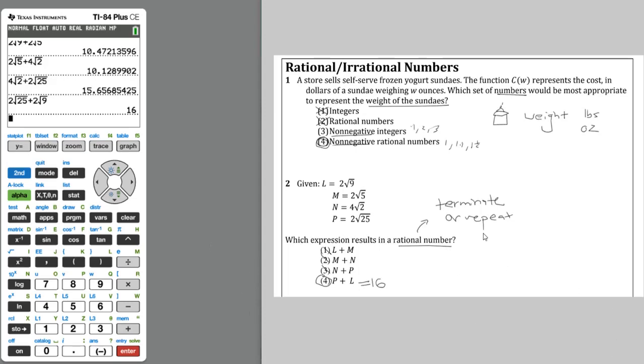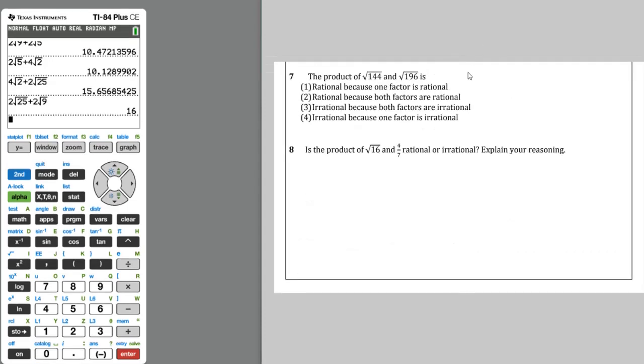All right, moving on to the next questions. Copy these if you need to. And the final two questions. Here we go. The product of this and this is rational or irrational. So first we need to know what that word means, because if I don't do the right operation, I'm going to get the wrong answer. Product means multiply, so I am going to multiply.